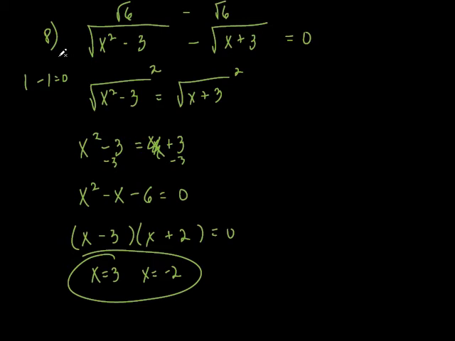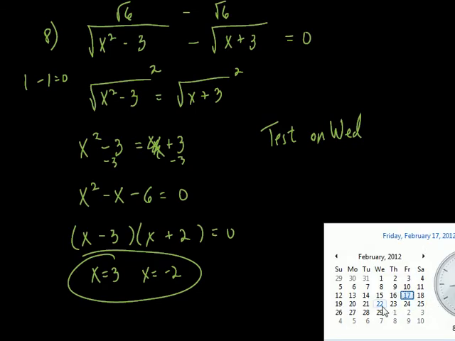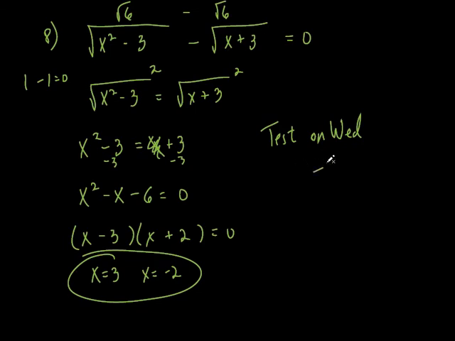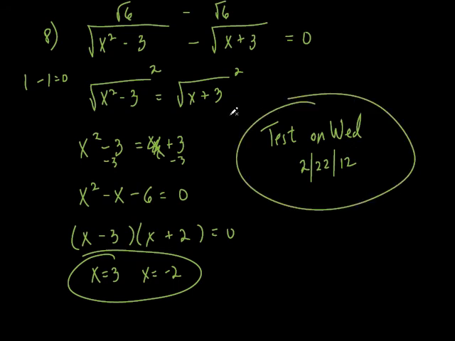We probably won't go over every single one of these problems on Tuesday because that'll be our last day to review. So we're going to take the test on Wednesday. What day is Wednesday? Wednesday is the 22nd. All right, so it's 2, 2, 2, 1, 2. Look at that. All right, so that's when we're going to take the test.